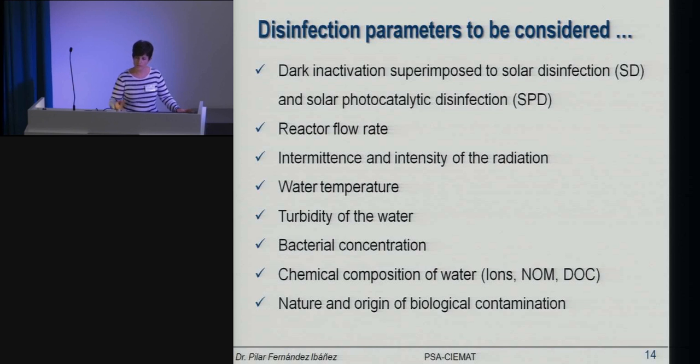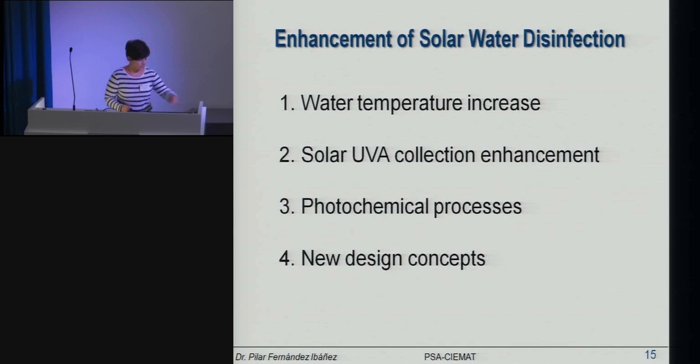The dose, the fluence of photons, is not enough. You have to know how it was delivered and how long the treatment time was. This is also very important. Also the water temperature, the turbidity, bacterial concentration, chemicals, all the other parameters that affect UV systems. And of course, the nature and origin of the contamination. So we will address four points.